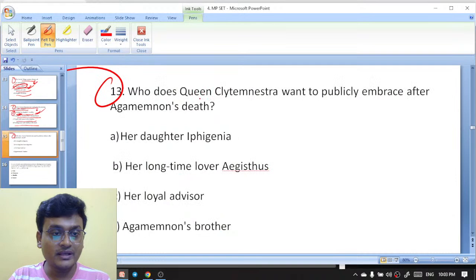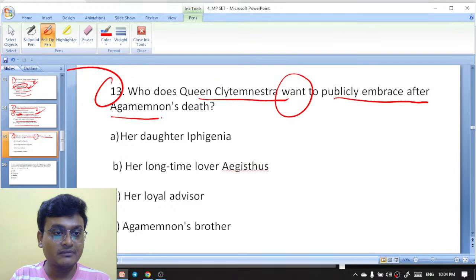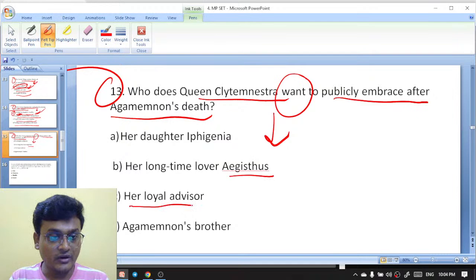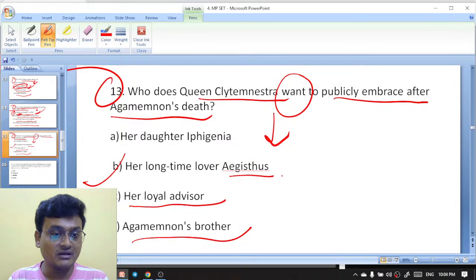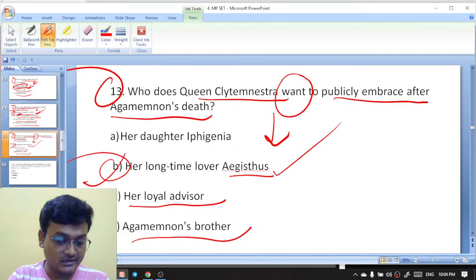Who does Queen Clytemnestra want to publicly embrace after Agamemnon's death? Is it her daughter Iphigenia, her long time lover Aegisthus, her loyal advisor, or Agamemnon's brother? It is actually her long time lover, Aegisthus. So B is the right answer.